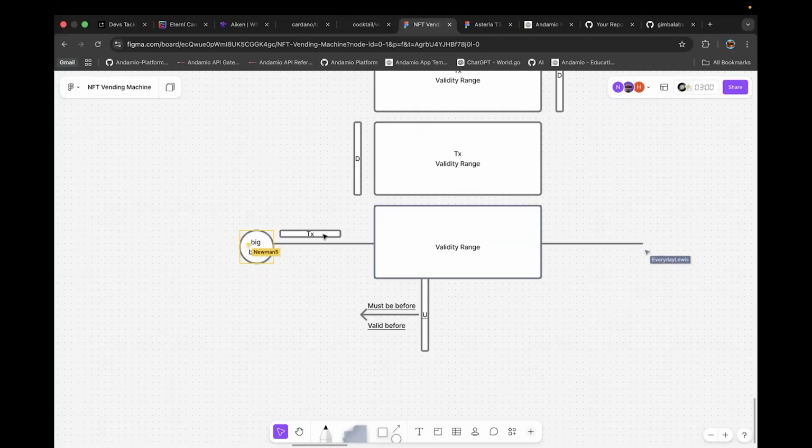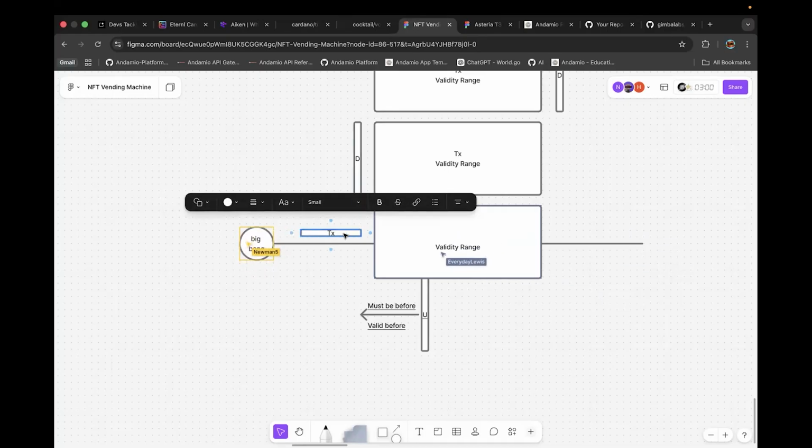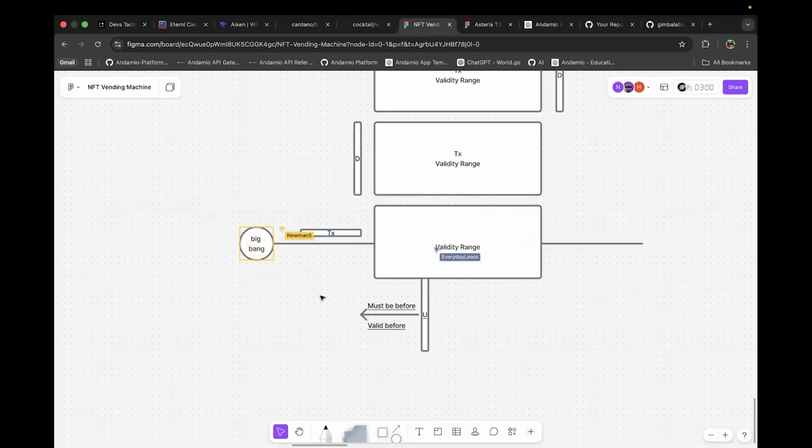Okay, so go ahead. This should also be the validity range. This side is valid before... So, Louis, are you saying the transaction is outside of the validity range? Remember, if a transaction is outside of the validity range, then it will fail.